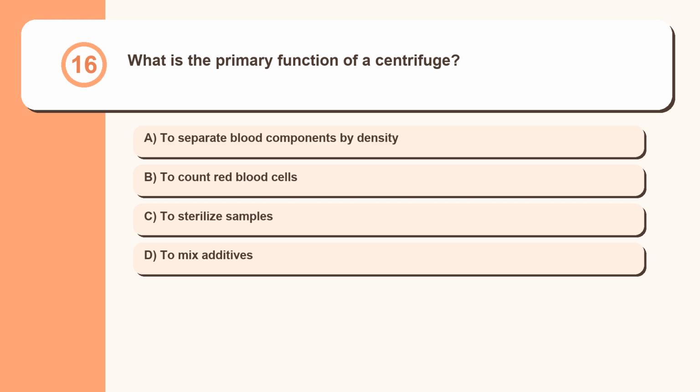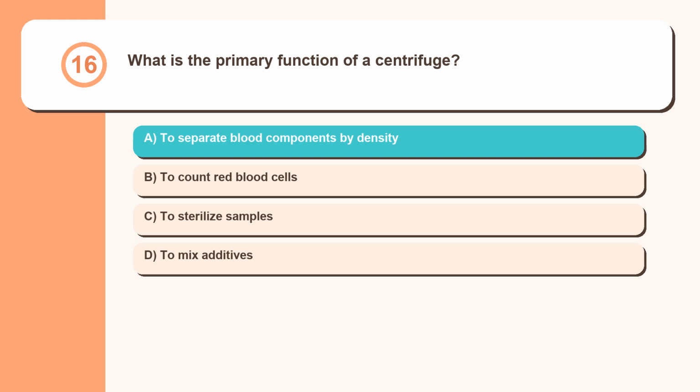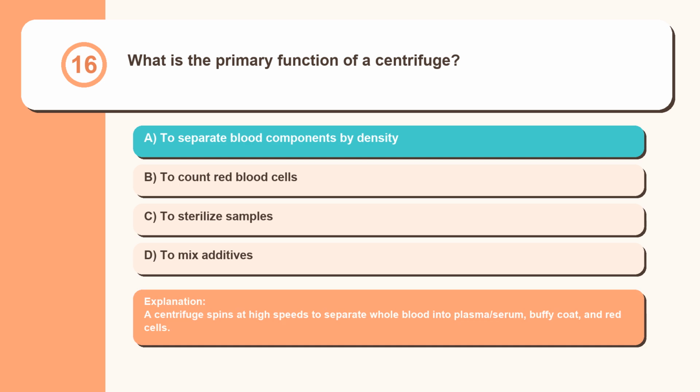Question 16. What is the primary function of a centrifuge? To separate blood components by density, to count red blood cells, to sterilize samples, to mix additives. A centrifuge spins at high speeds to separate whole blood into plasma/serum, buffy coat, and red cells.